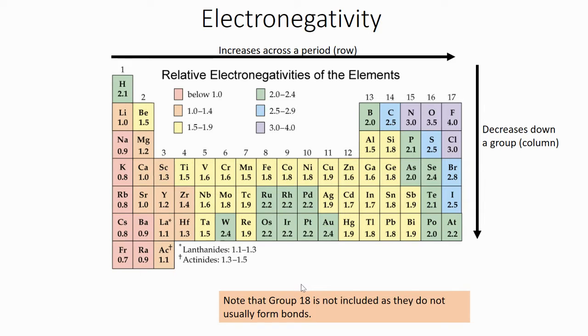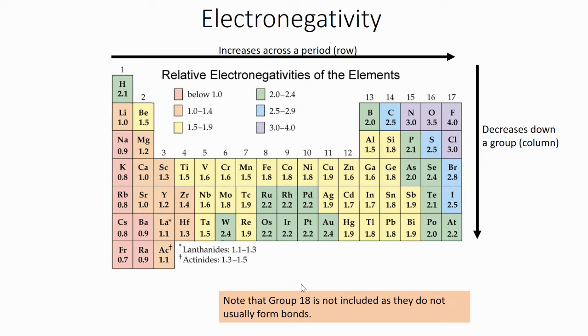Okay, so what is the trend? Across a period or a row, electronegativity increases. Down a group or a column, electronegativity decreases. This table shows relative electronegativities of the elements. Note that group 18 is not included as they do not usually form bonds. The most electronegative atom is fluorine. Now these numbers are just relative to the strength of fluorine. They don't have any units.